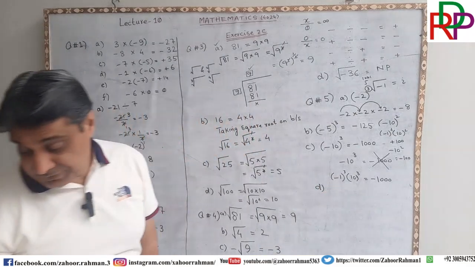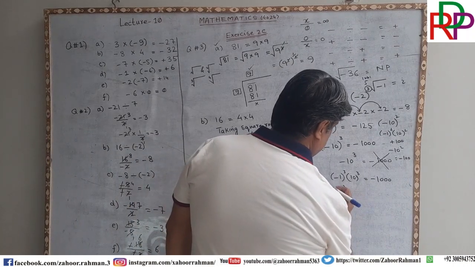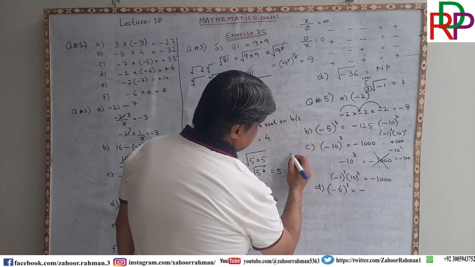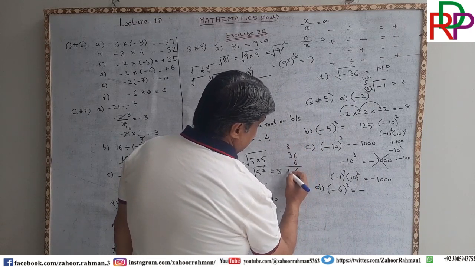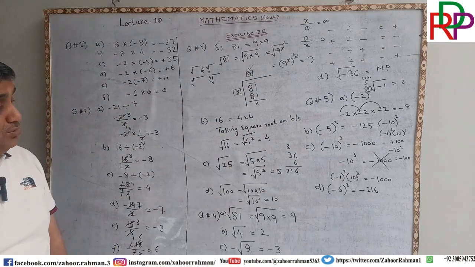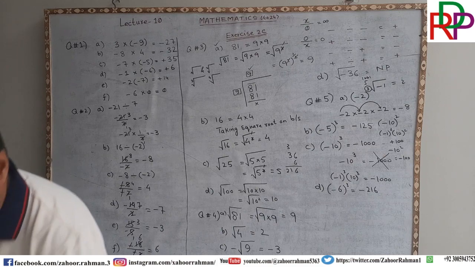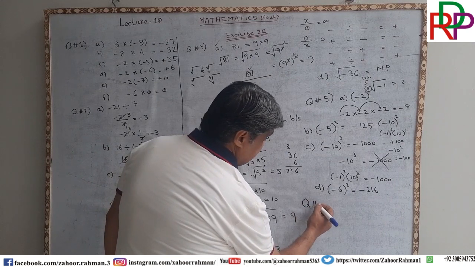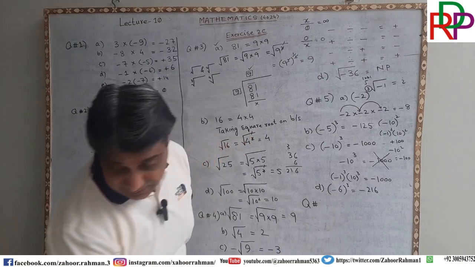And now D. D part is saying minus 6 whole cube. So minus 6 sixes are 36, and 36 sixes are 216. So in this way you can do all these questions. Okay, that was the first part. Question number 6 is giving you mixed questions.